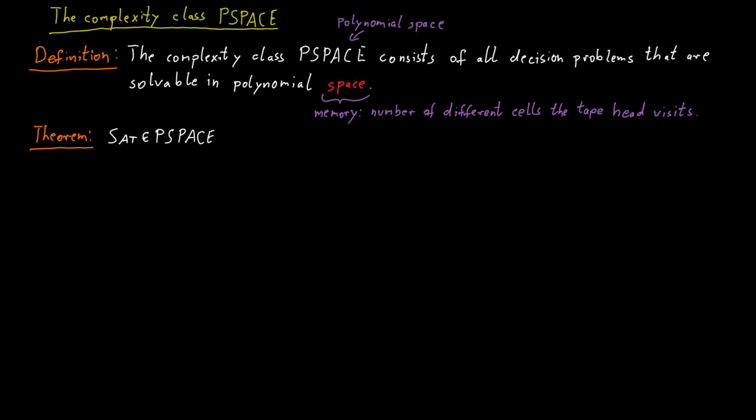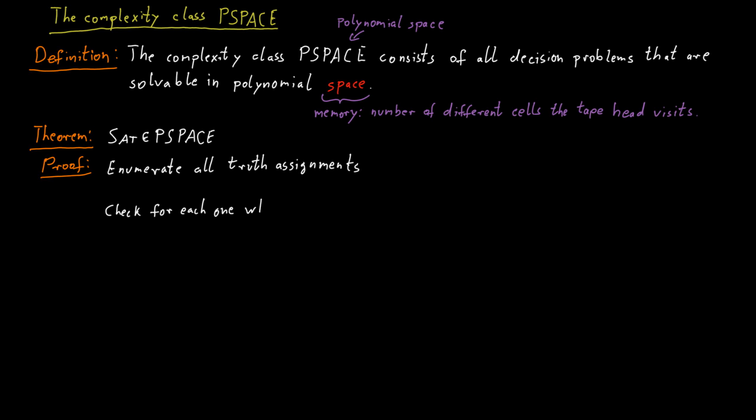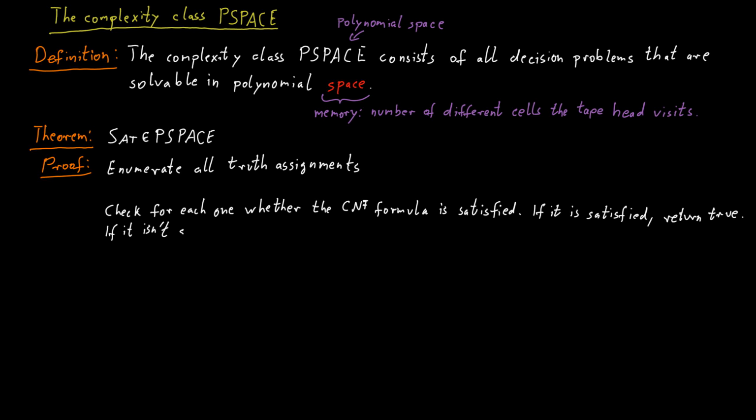This is an algorithm for deciding satisfiability in polynomial space. We go through all possible assignments of truth values to the variables in the Boolean formula, and for each possible assignment, we check whether the formula is satisfied or not. As soon as we find an assignment that does satisfy the formula, we return true, because clearly the formula is satisfiable. We found a truth assignment that works. If, however, none of the possible assignments make the formula true, we return false.